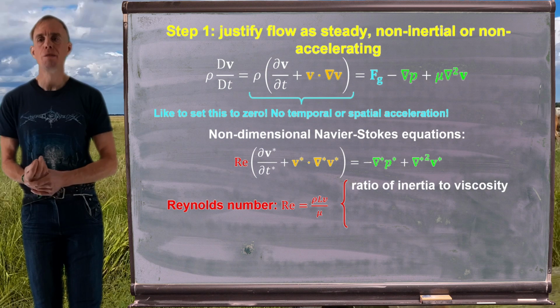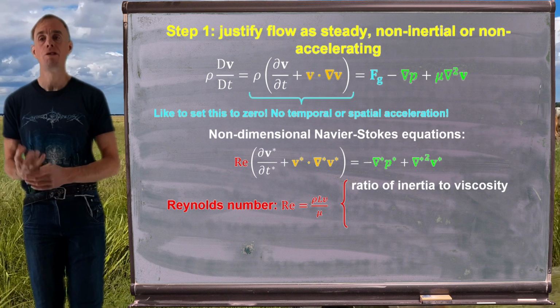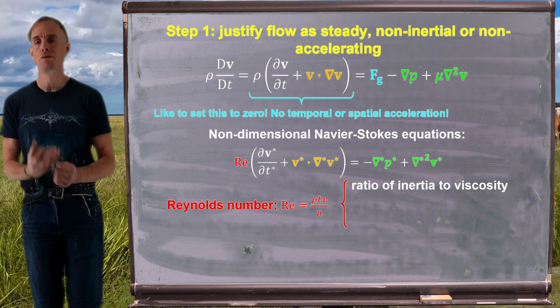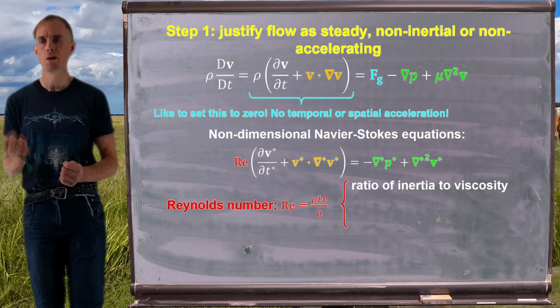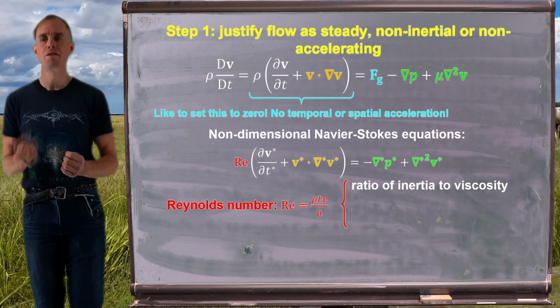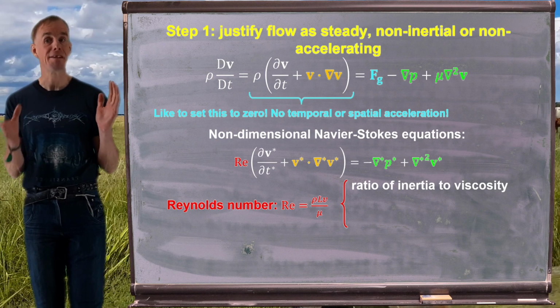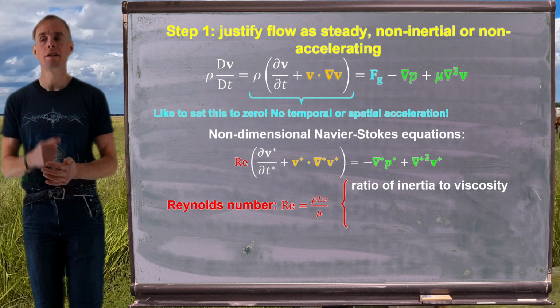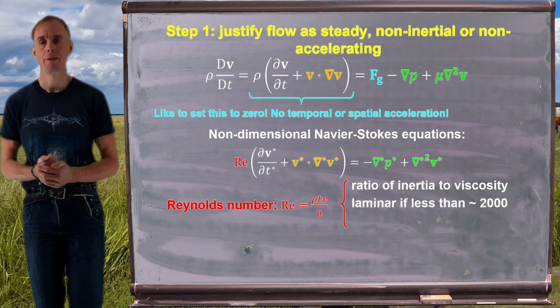For materials that you might come across in polymer processing, where viscosities tend to be very, very high, typically Reynolds numbers will be very, very low. So if we can justify the Reynolds number as being low, we can eliminate the left-hand side of the Navier-Stokes equations. It's worth also reminding ourselves what else the Reynolds number tells us.